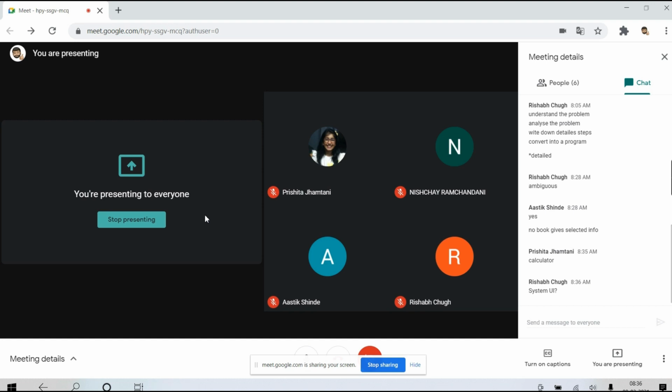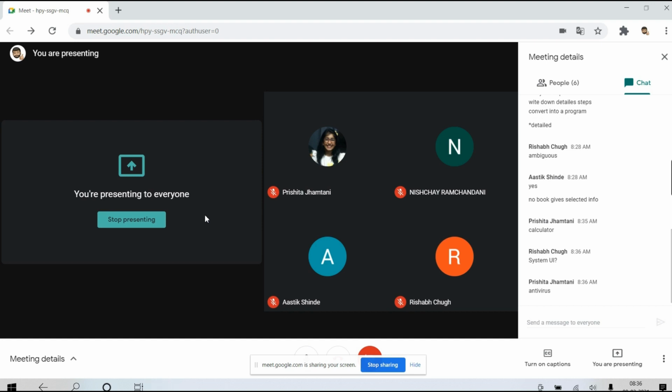He's going to a nearby, proper example, Rishabh. System UI, telling, but which program comes under that category? Antivirus is also an example. Yes, you can say once you install antivirus, it is continuously in the memory.